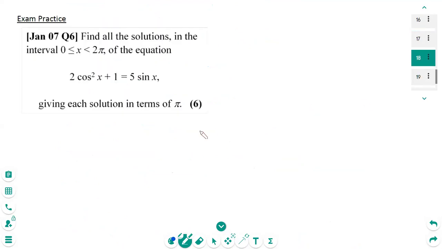So exam practice: pause the video, have a go at a question very similar to what we just did. Now give each solution in terms of pi, so 6 marks. Okay, pause the video. When you're ready for the answer, you can press play.